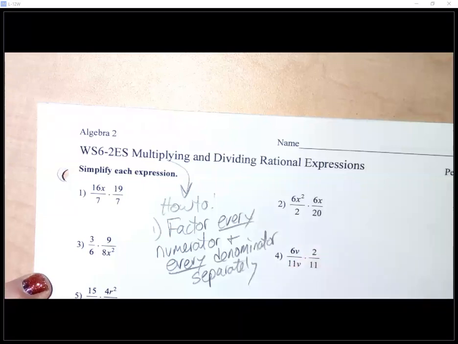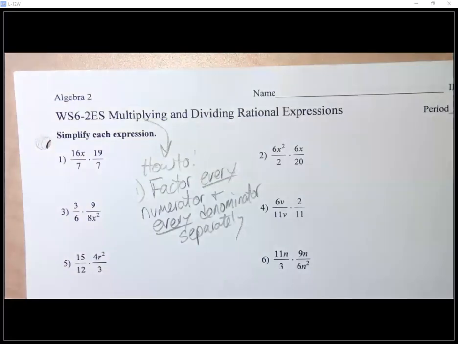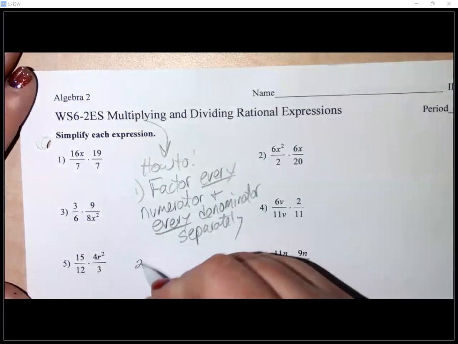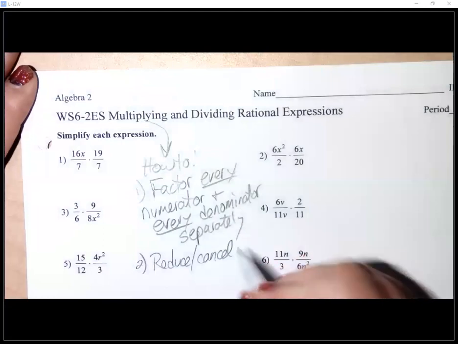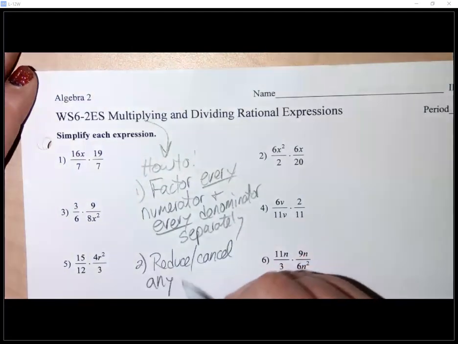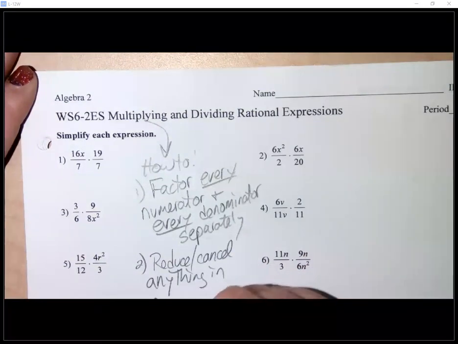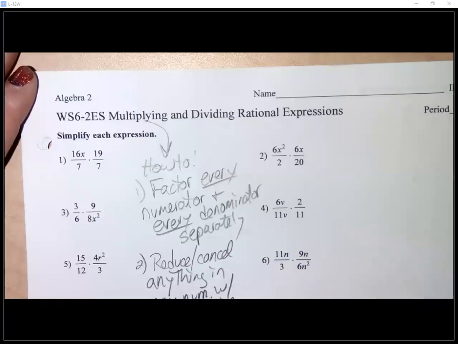So very similar to yesterday, you're just going to factor everything. This time, we just might have more than one numerator, more than one denominator, because we're multiplying them together. So we're going to factor everybody together first. And then in your second step, we're going to reduce or cancel anything in any numerator with anything in any denominator.